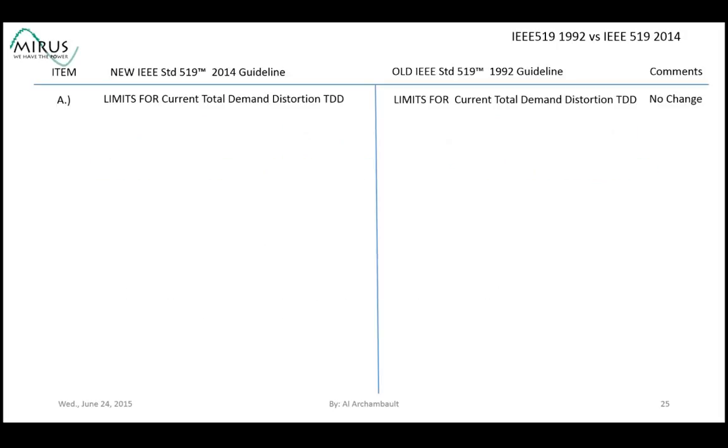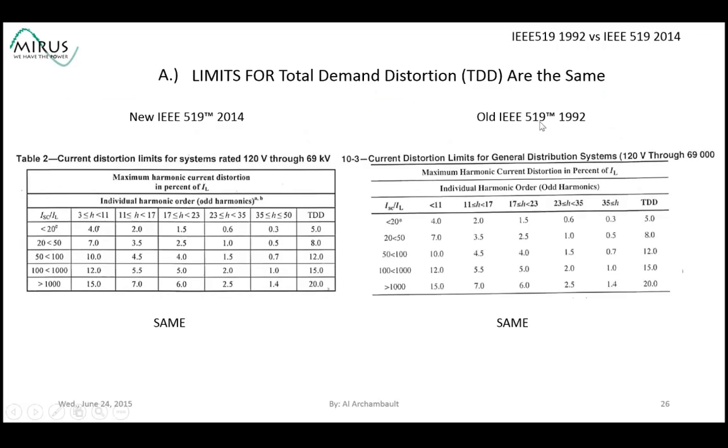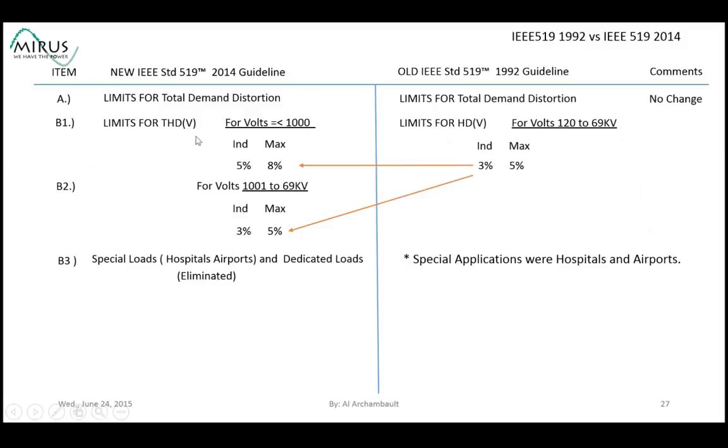So the first item, we look at the limits for current distortion. There's no real change there. Here's the item from 1992. You can see the TDD levels are the same for the given I short circuit diode ratios. So now we're going to look at the voltage spec differences.